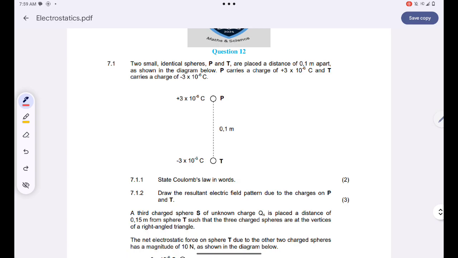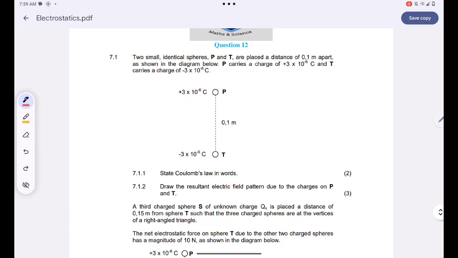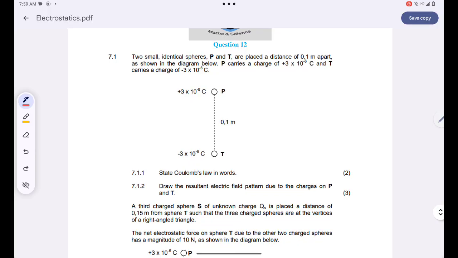Okay, so the first question, they want us to state Coulomb's law in words. It simply states that the electrostatic force between 2-point charges is directly proportional to the product of their charges and inversely proportional to the square of the distance apart. The electrostatic force between 2-point charges is directly proportional to the product of the charges and inversely proportional to the square of the distance apart.